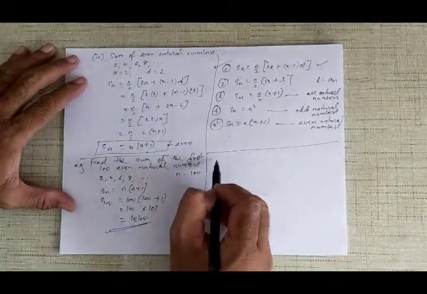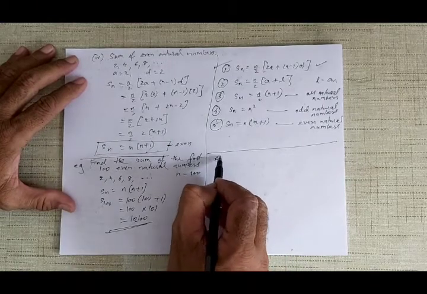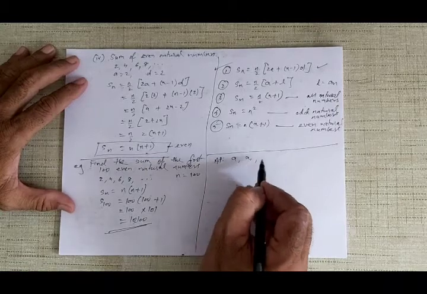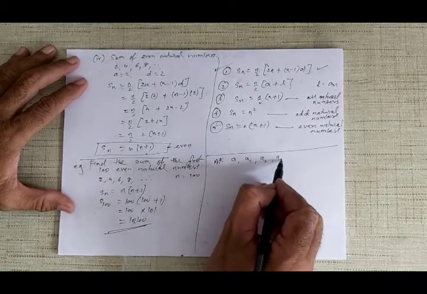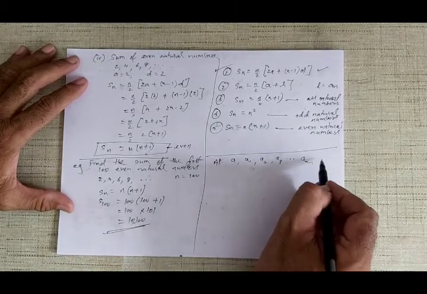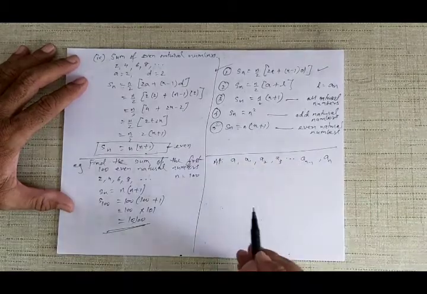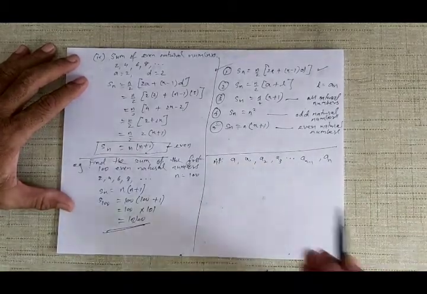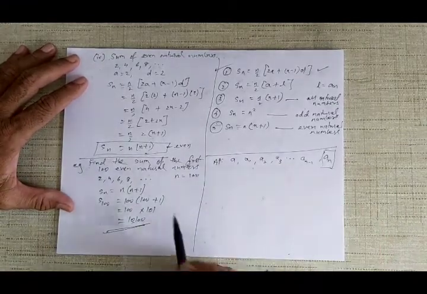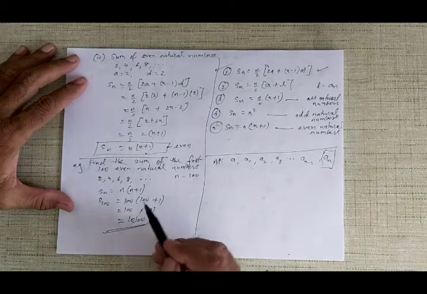Now, let us suppose we have got an AP. This is your AP, where a is the first term, a1 is the second term, a2, a3, and so on, up to a of n minus 1, and then a of n, and then a of n plus 1, a of n plus 2, and so on. Now if I want to find this term, how do I find a of n?